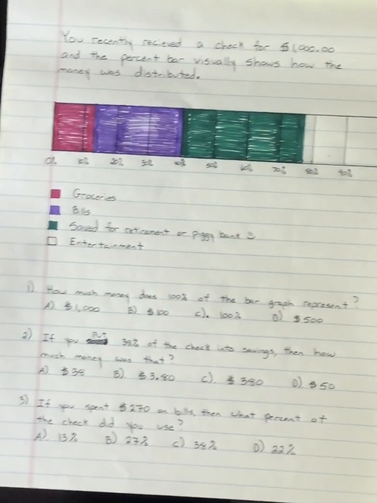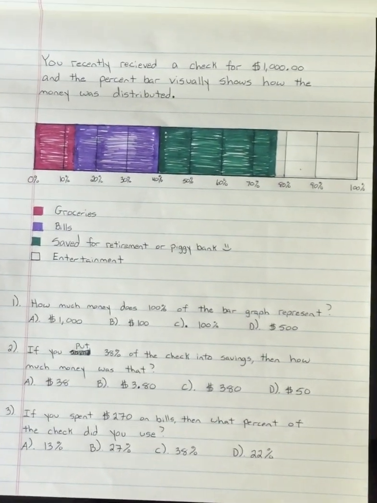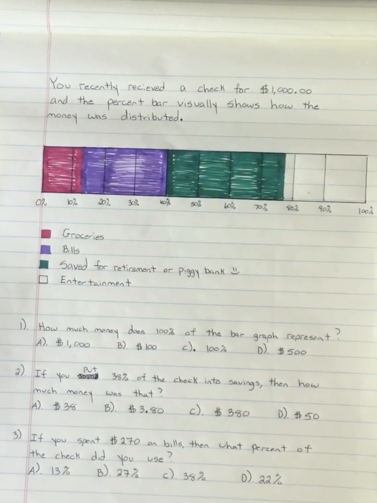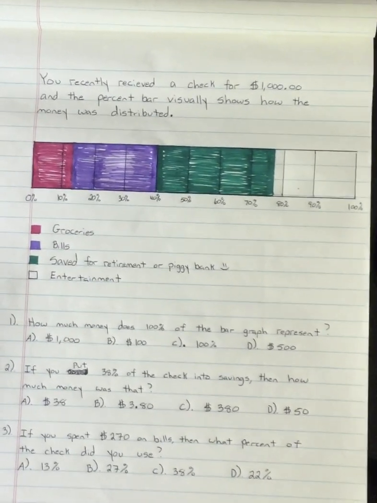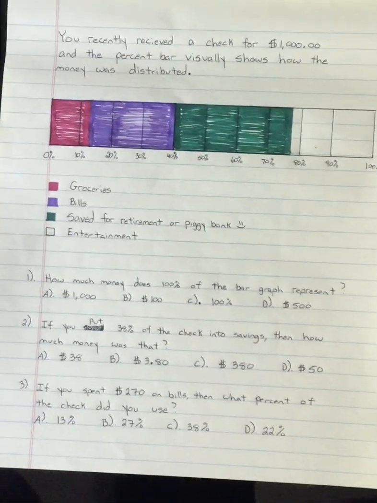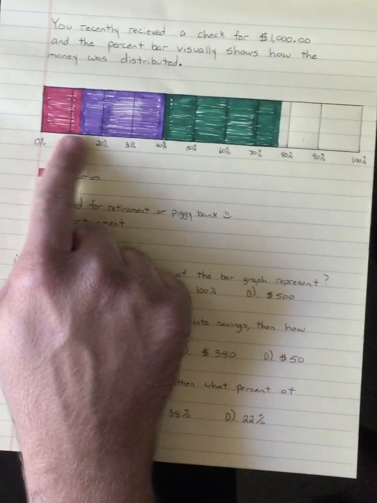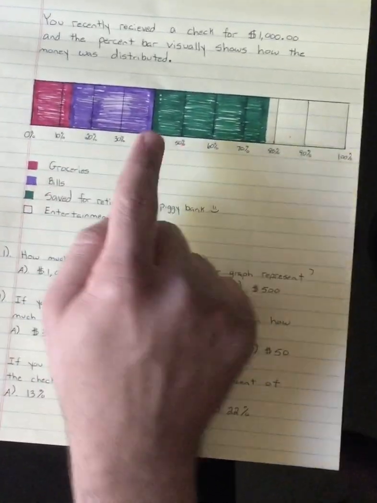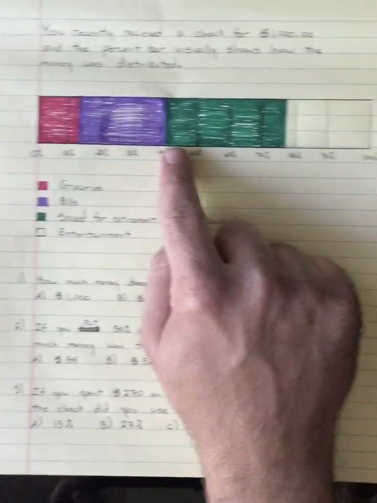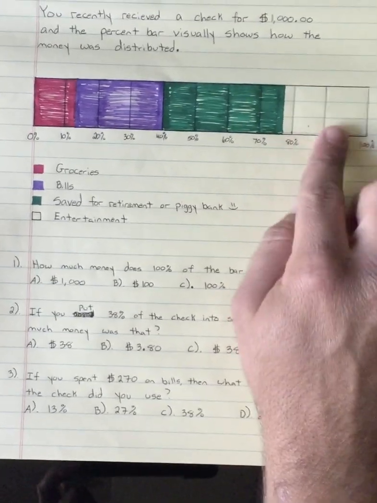Nolan here. We are having a homework assignment on percent bar graphs and circle graphs. The percent bar graph says, you recently received a check for $1,000, and the percent bar visually shows how much money was distributed. We got this much right here in maroon for groceries, this much right here in purple for bills, this much right here in green is how much you saved, and this open piece is the entertainment.